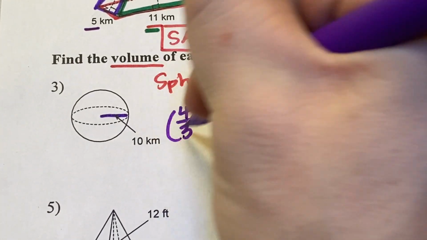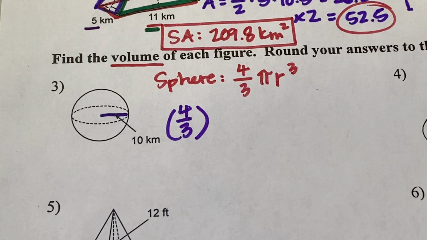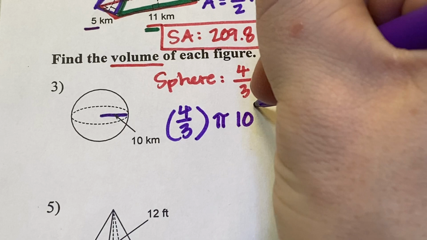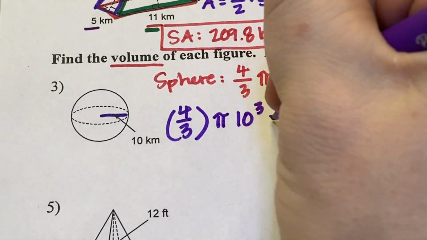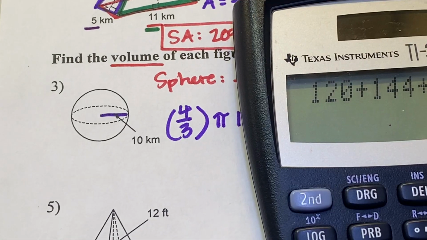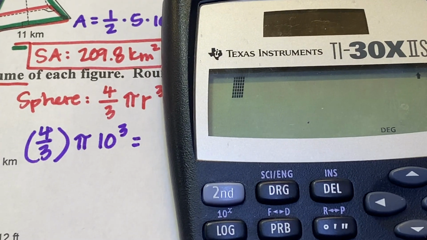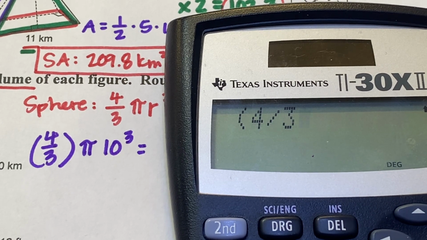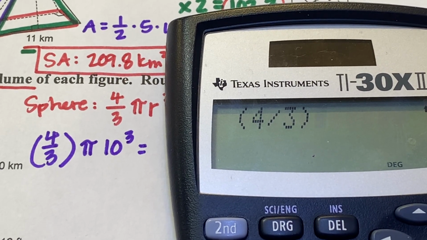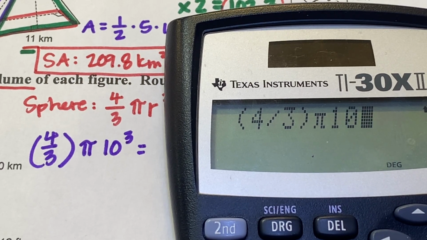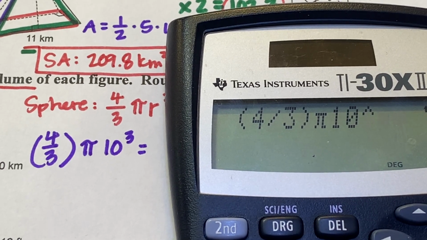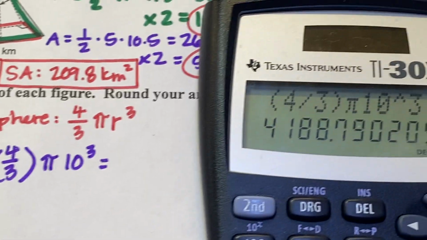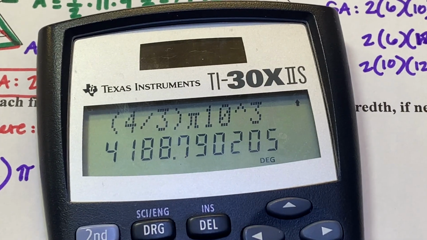Now I'm just going to plug it in. I have 4/3, which I'm going to put parentheses around. I'll show you why when I punch it in my calculator. Times pi times my radius, 10 cubed. The reason I put parentheses around that 4/3 is because when I type it in, parentheses, 4 divided by 3, pi, 10 to the power of, little caret button, 3. And it's going to give me my total volume, which is a big number. That's okay.